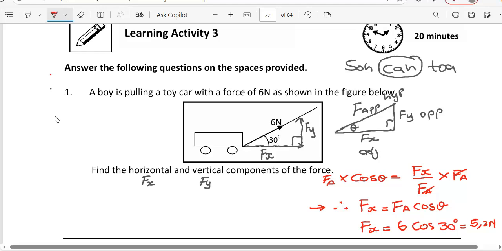Please, don't leave your answer as just 5.2 Newtons. Can you see where my arrow is pointing? To the right. So this force goes to the right. If you leave it like this, you might lose a mark. Just say to the right.